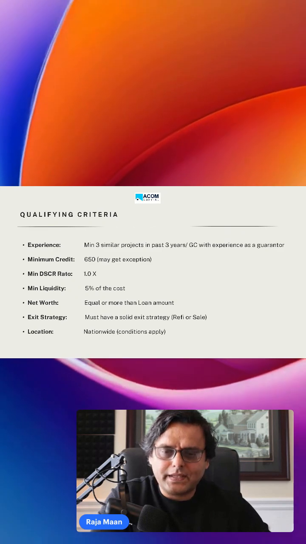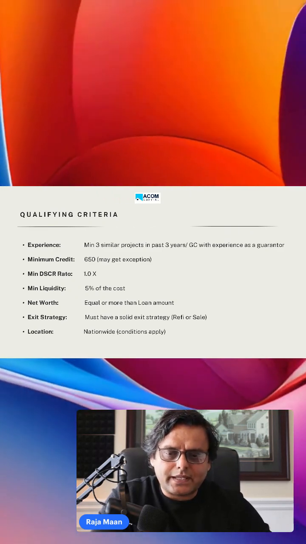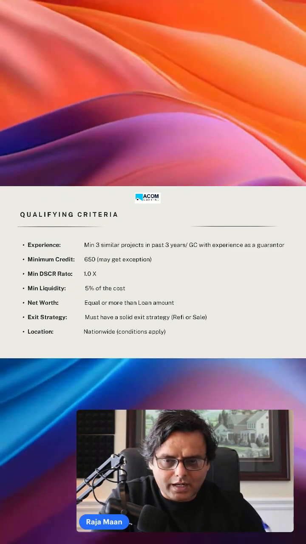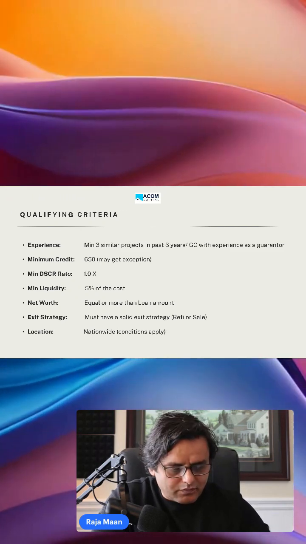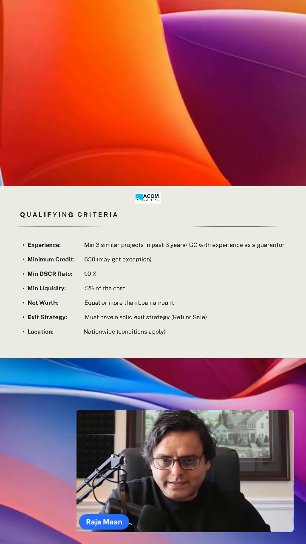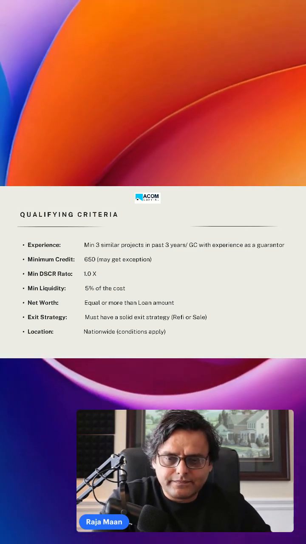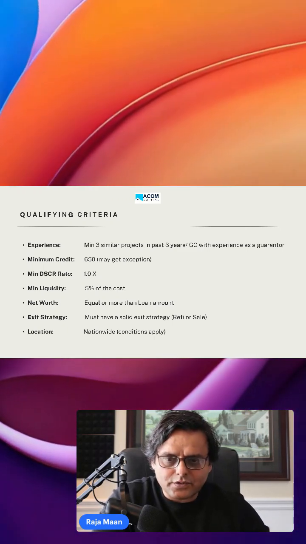1.25, great. Minimum liquidity, 5% of the cost of the construction project. That's what you have to have in your account as a cash reserve, or we want to see it. You're not going to use it. That's not equity. That's liquidity. Money sitting in your account.